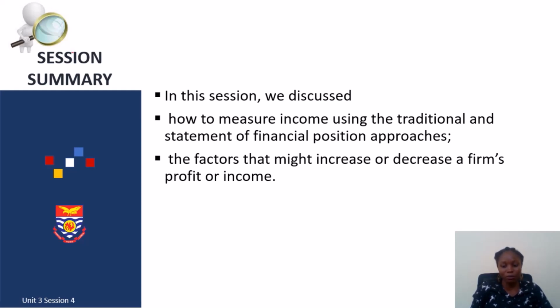income and economic income. We also identify the factors that might increase or decrease a firm's profit or income, and they include the unit selling price, the unit cost price. They include the sales volume or the quantities of goods and services that are sold or rendered, and also the efficiency of the material control system or the ability of the firm to reduce waste.